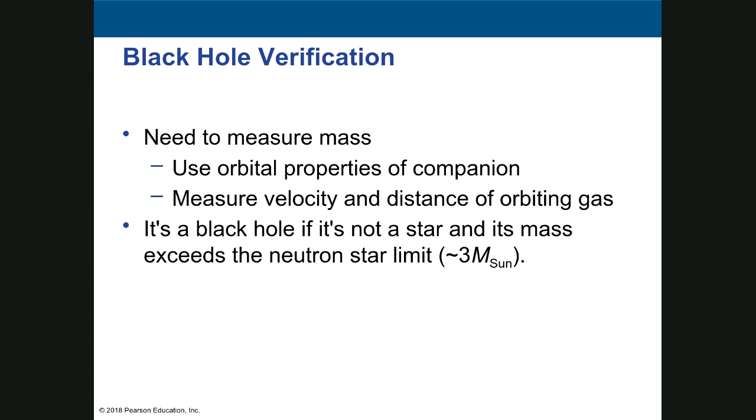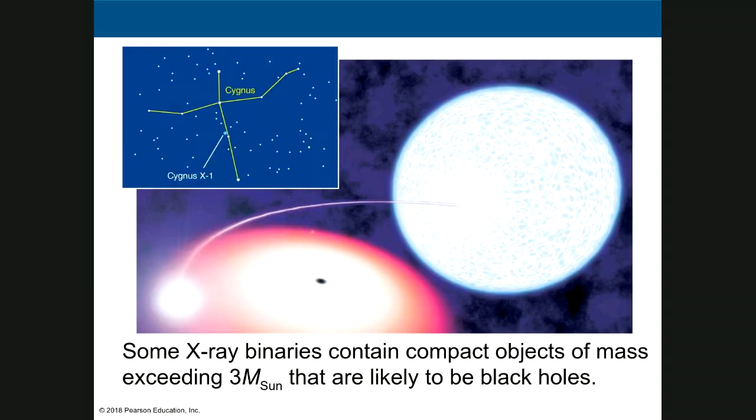So we need to measure the mass, right? And we can use orbital properties of the companion stars. We can see these in binaries. And it's a black hole if it's not a star, right? So it's not luminous, and its mass exceeds the neutron star limit. And that's all you need to be a black hole. And there are tons of objects in the universe that fulfill that criteria. Okay? And we can see one here in Cygnus. You can see this is an artist's conception of what it looks like. This is the possible binary right there.